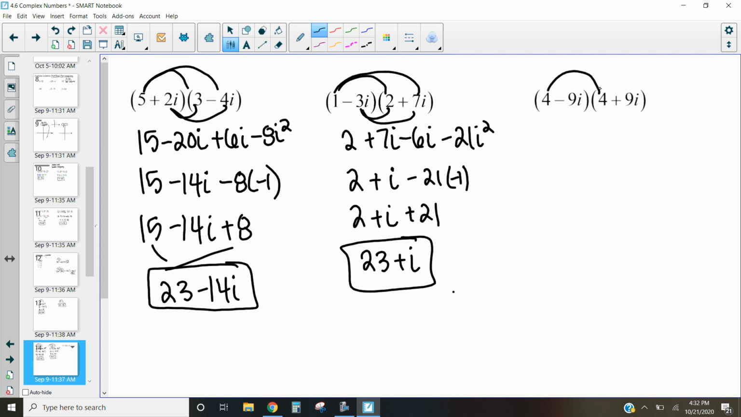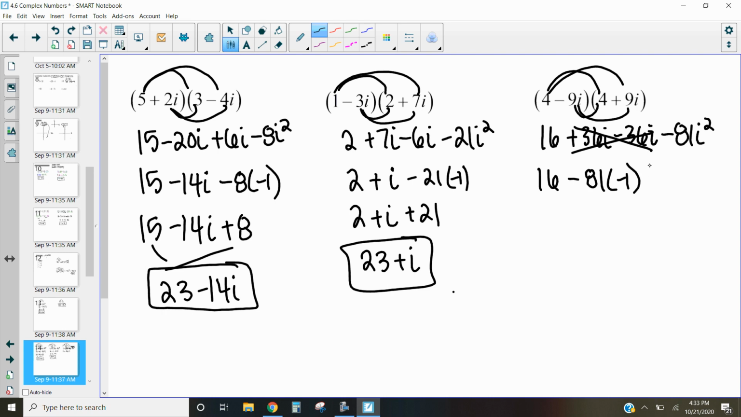Well, 4 times 4 is 16. 4 times 9i is going to be plus 36i. Negative 9i times 4 is going to be negative 36i. And negative 9i times 9i is going to be negative 81i squared. So then we end up getting 16. These two middle pieces cancel, minus 81 times negative 1. And then we end up getting 16 plus 81, which ends up being 97.